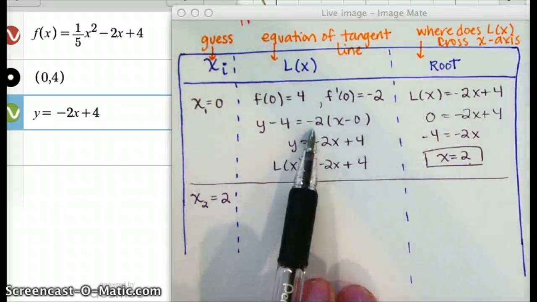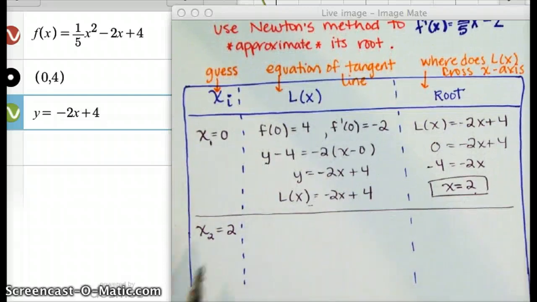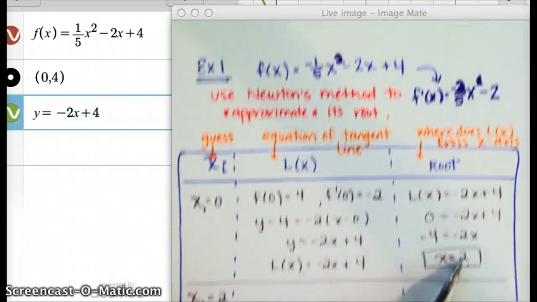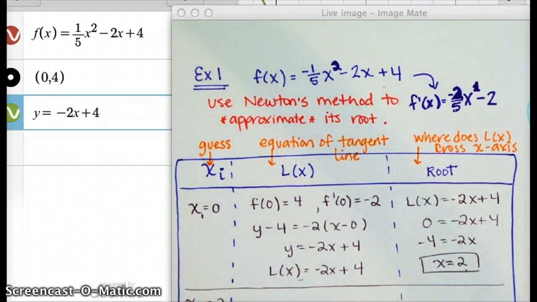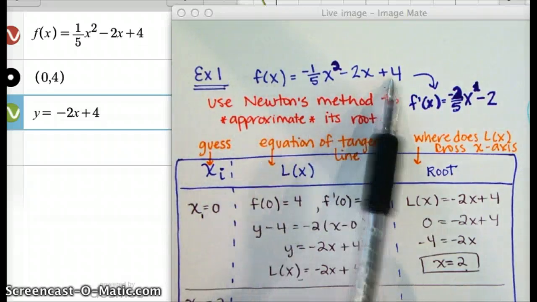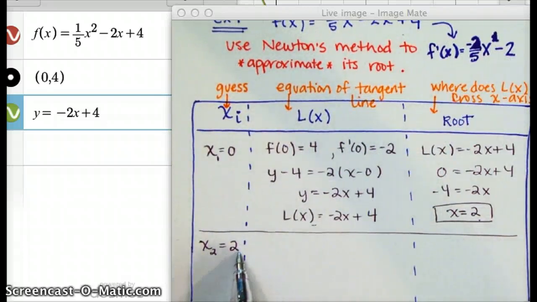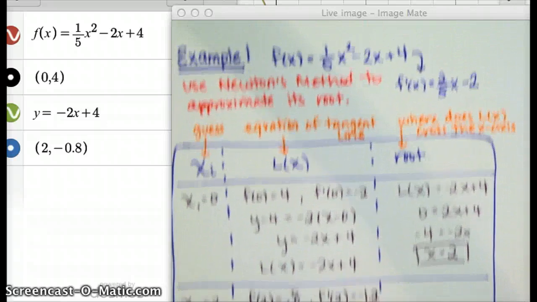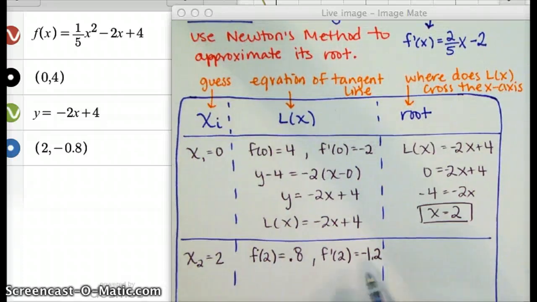My first step is to find the equation of a tangent line, again, tangent to my original function, at x equals 2. The calculations that we did with 0 were easy because we had 0. Plugging 2 into the function and the derivative is a little more tedious. So if you like, use your calculator. I recommend putting this equation into y1 and this equation into y2, and then using your table to plug in 2. If you don't know how to do that, come ask me and I'll show you. And whether you use the calculator or do it by hand, you should see that when you plug in 2 to the original equation, you get 0.8, and when you plug in 2 to the derivative equation, which is right here, you get negative 1.2.